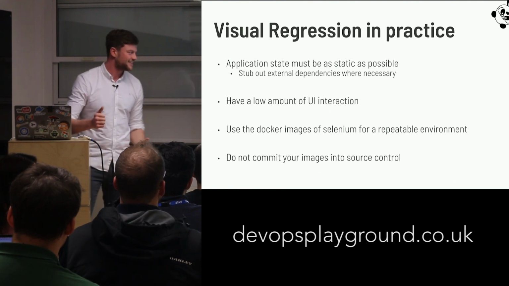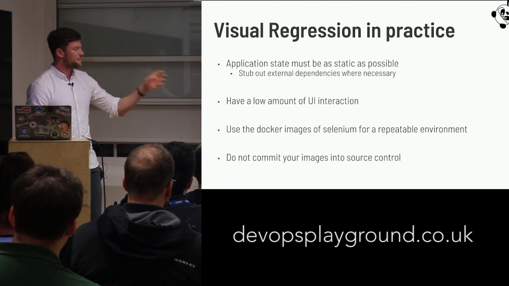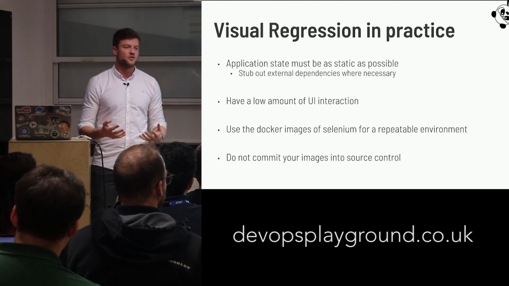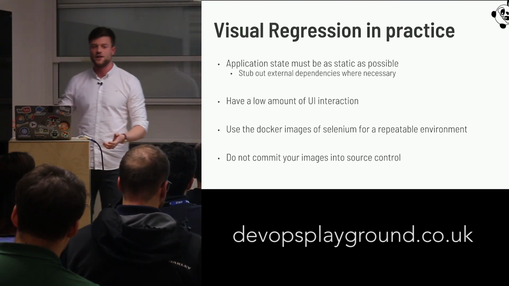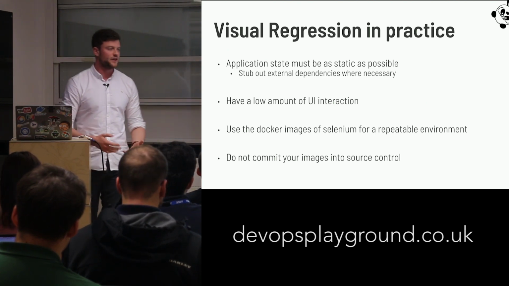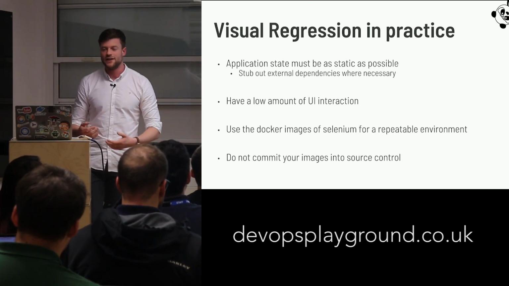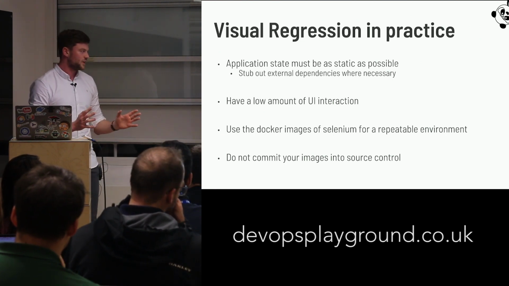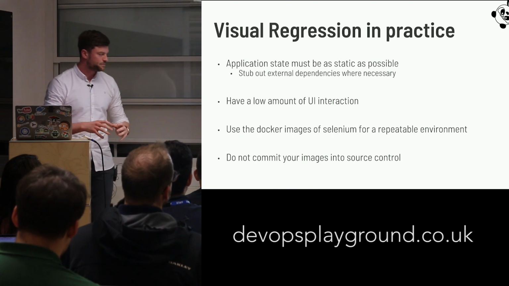Taking the nods as a yes. Cool. So have a low amount of UI interaction, and what I mean by that is we don't want our visual regression tool to do a long checkout journey before taking the snapshot. And the reason why I say that is because we're using Selenium still under the hood, and Selenium by nature is a flaky tool. So try and keep UI interaction to a minimum.